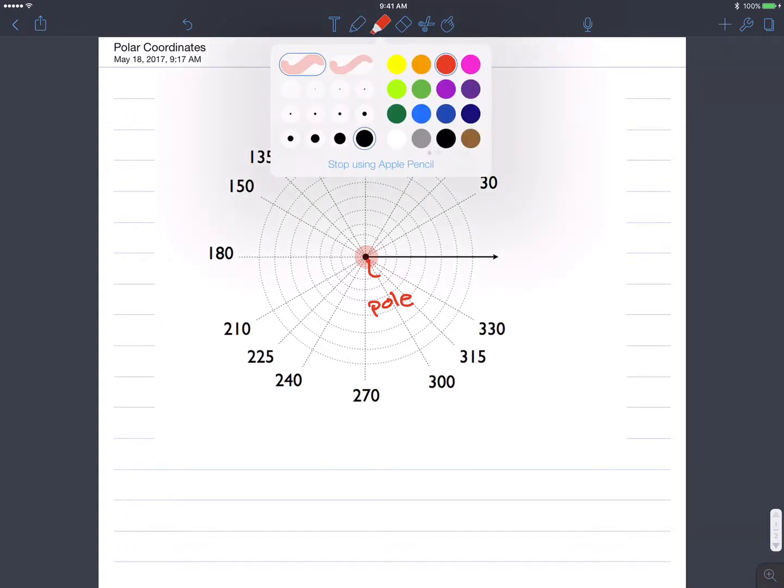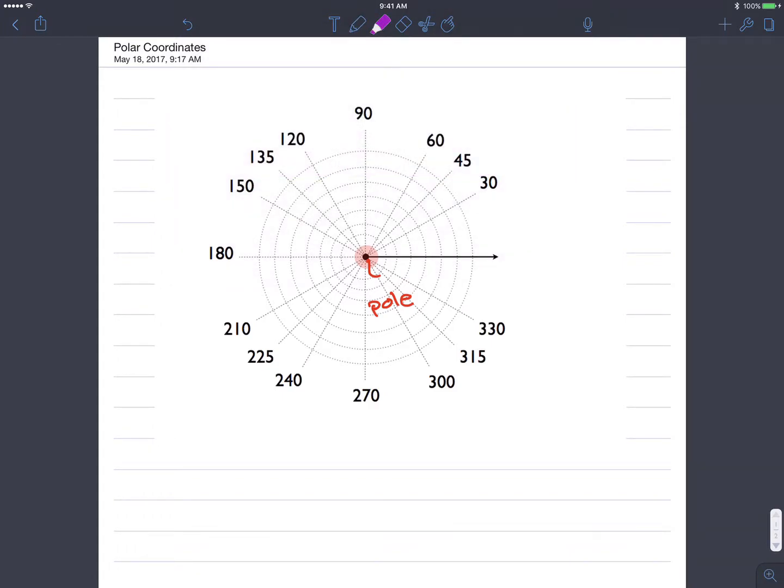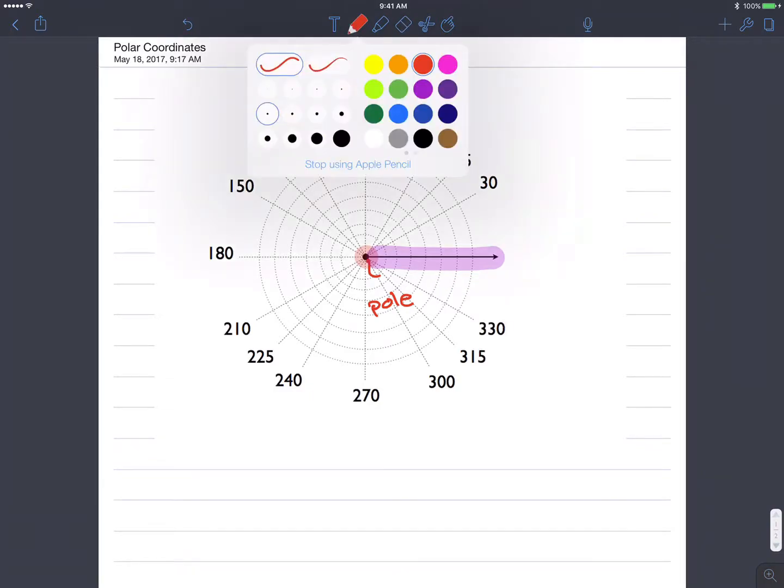And then right here, if you see this line here, okay? Let's emphasize this line. This also is important. This is called the polar axis, okay? It's a polar axis.